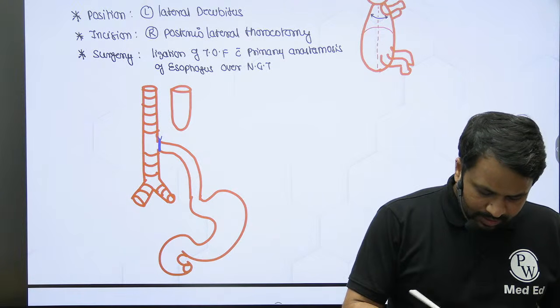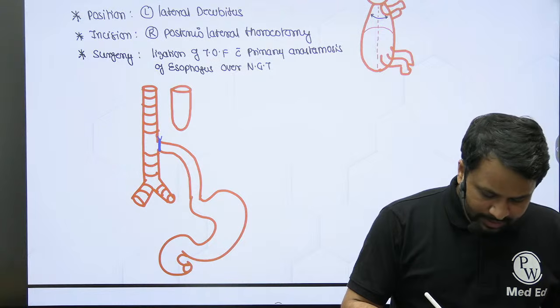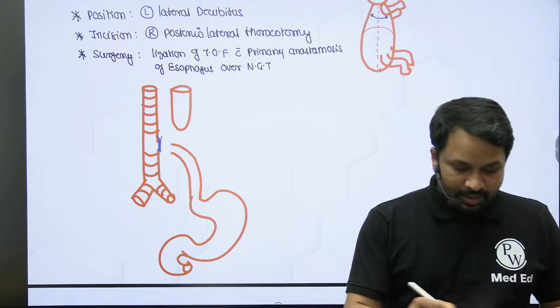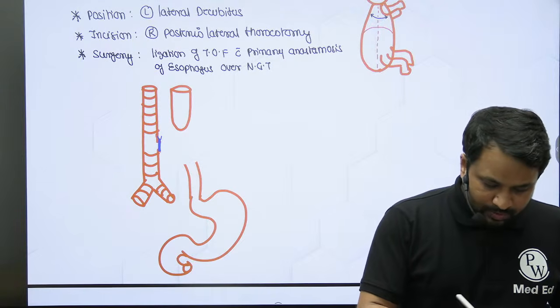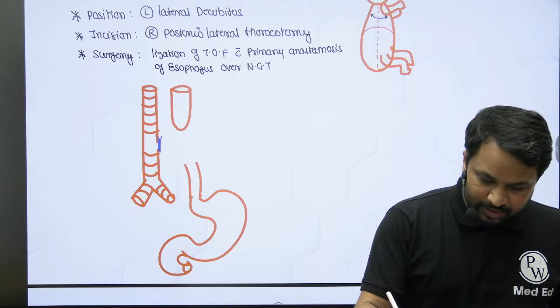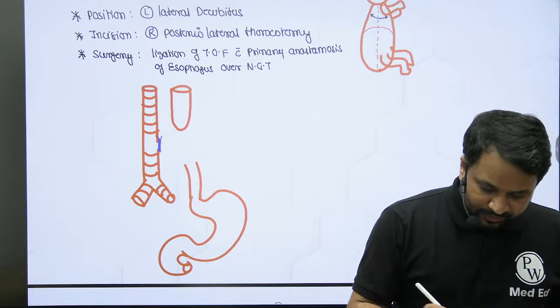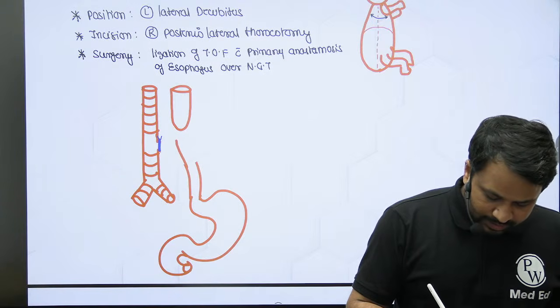ठीक है. Tie डालने के बाद I'm going to excise this end. Once I'm done tying, I'm going to excise this end. Now I have the esophagus which has been excised from this side. ठीक है. तो अभी we have the esophagus which is here. Excise करके यहाँ रखा हुआ.